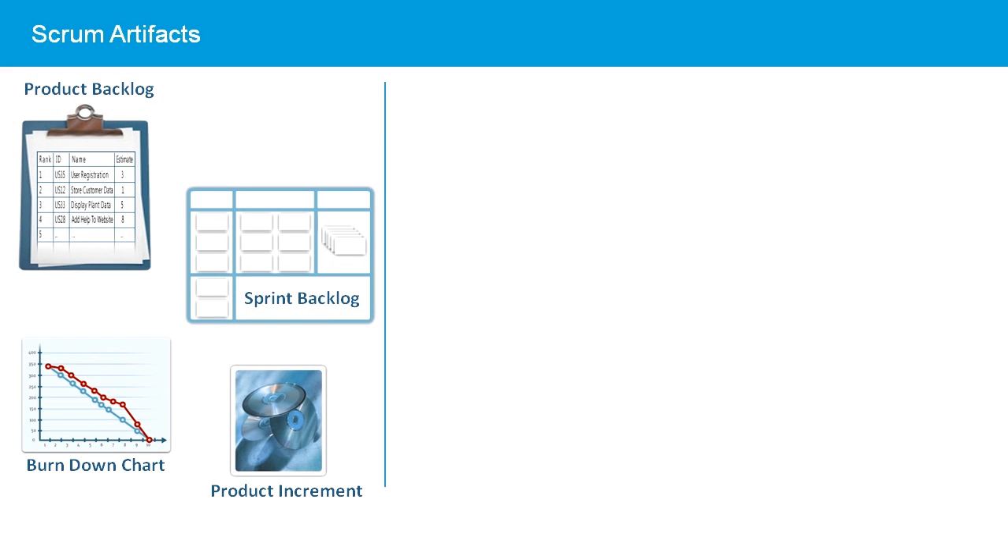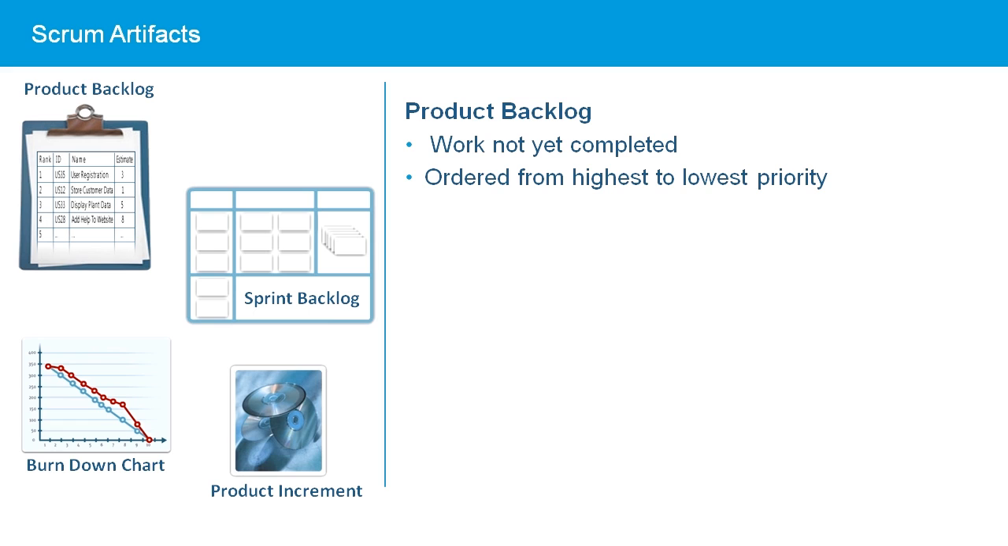The four Scrum artifacts are the product backlog, the sprint backlog, the Burndown Chart, and the product increment. The product backlog is the record of all the work that is yet to be completed in the project. In the beginning, it is created with the customer's requirements in the form of user stories. But as the project progresses, it will also include defects, technical architecture tasks, refactoring to reduce technical debt, and spikes to investigate areas of uncertainty.